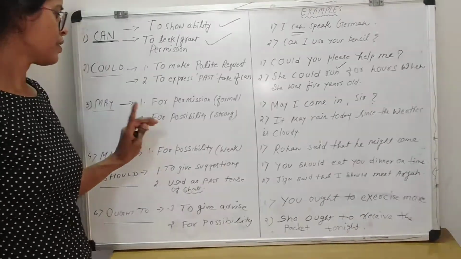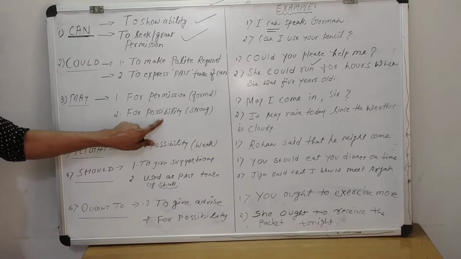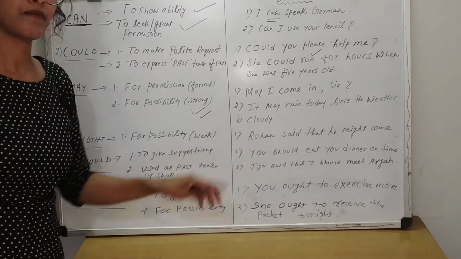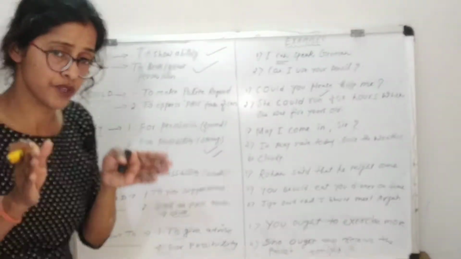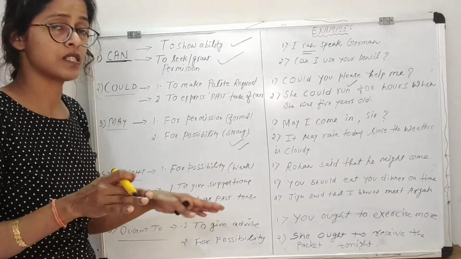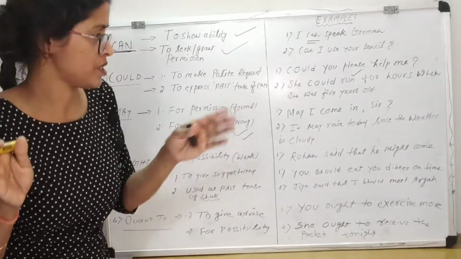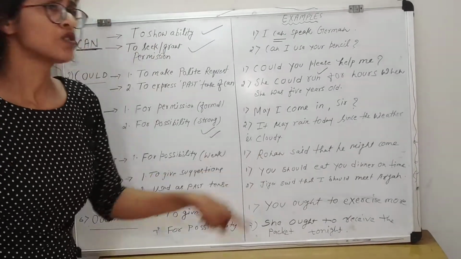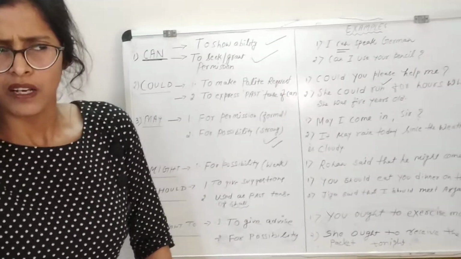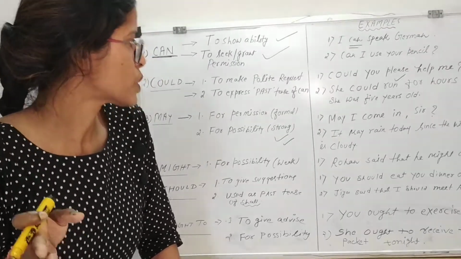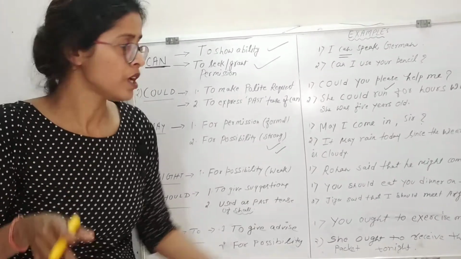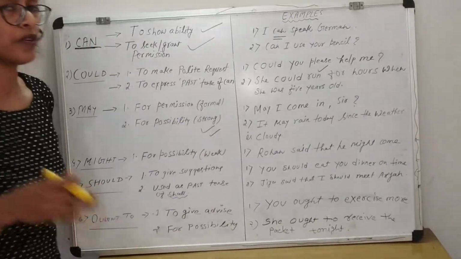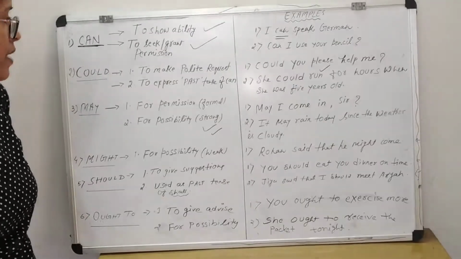Come to the second point. It is also used to show possibility, and the possibility should be very, very strong. So when you are using this particular modal verb, you have to be very sure that you are talking about a high possibility. Suppose, it may rain today since the weather is cloudy. The weather outside is very cloudy and you think chances are that it's going to rain. In that situation, you can use this modal verb because the possibility is very high that it is going to rain that night or that day.